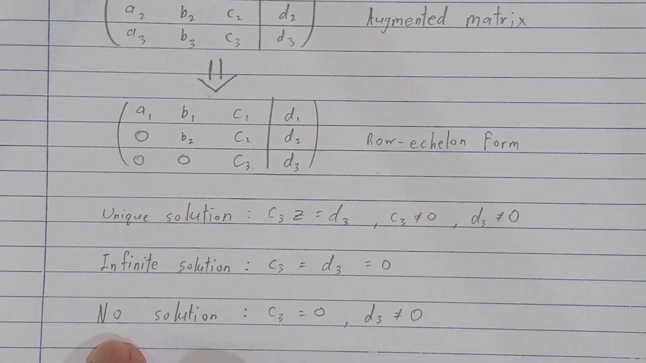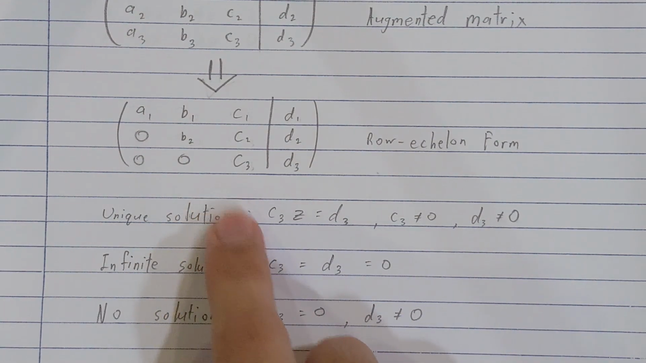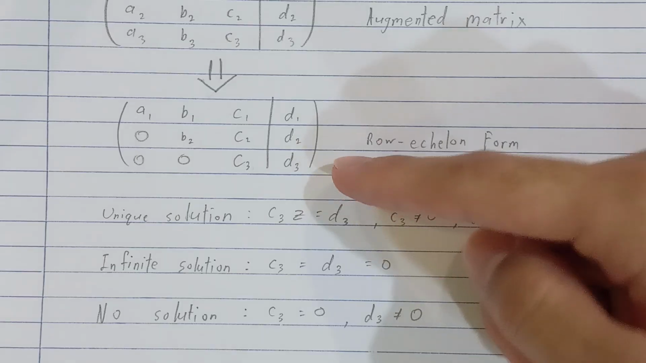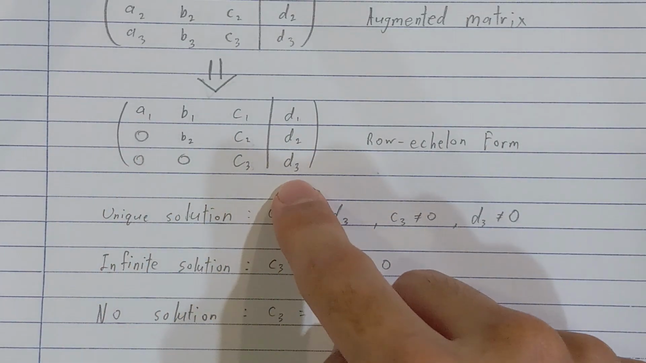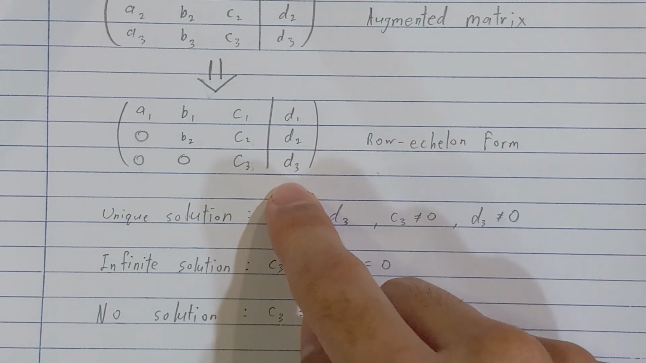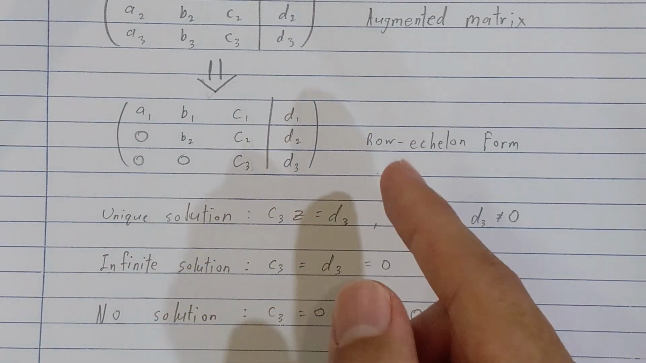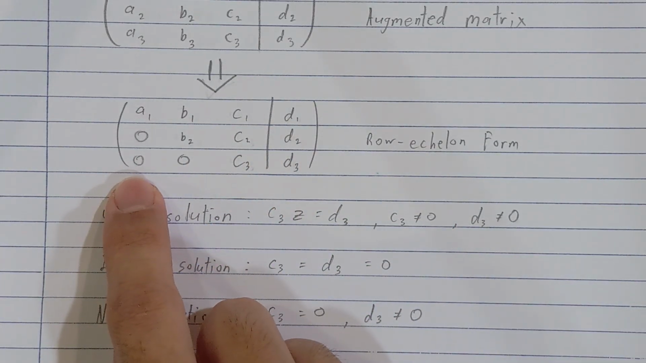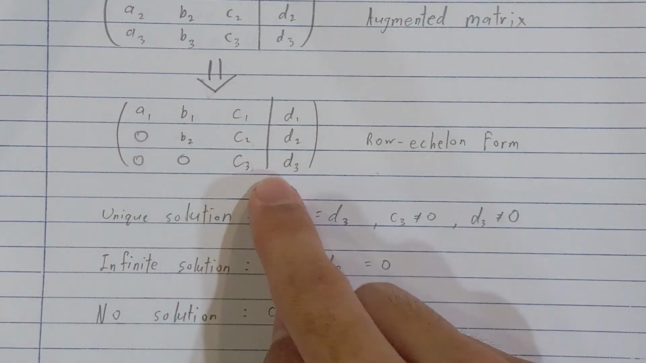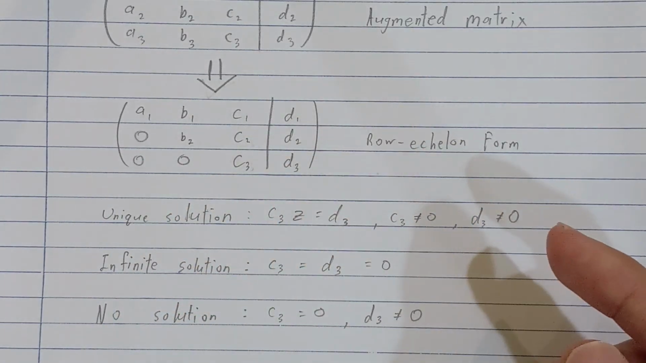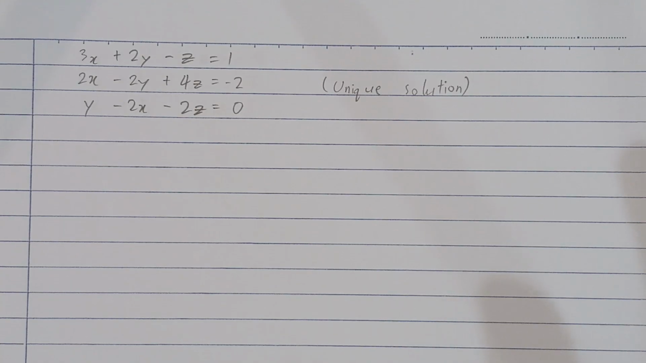Next is the no solution, where C3 is 0 while D3 is not. You have 4 zeros here and this is not a 0. And you cannot find an answer because it will be 0x plus 0y plus 0z equals a number, which is not possible. Now, moving on to an example.